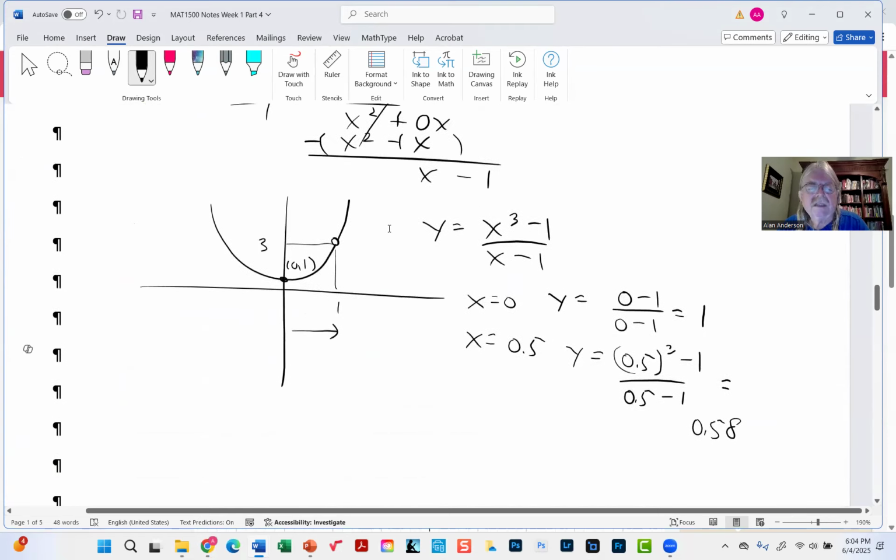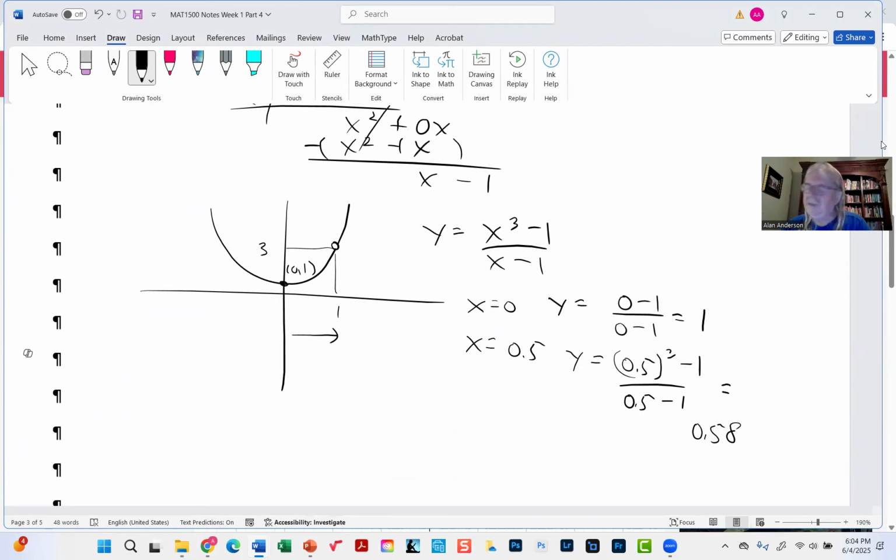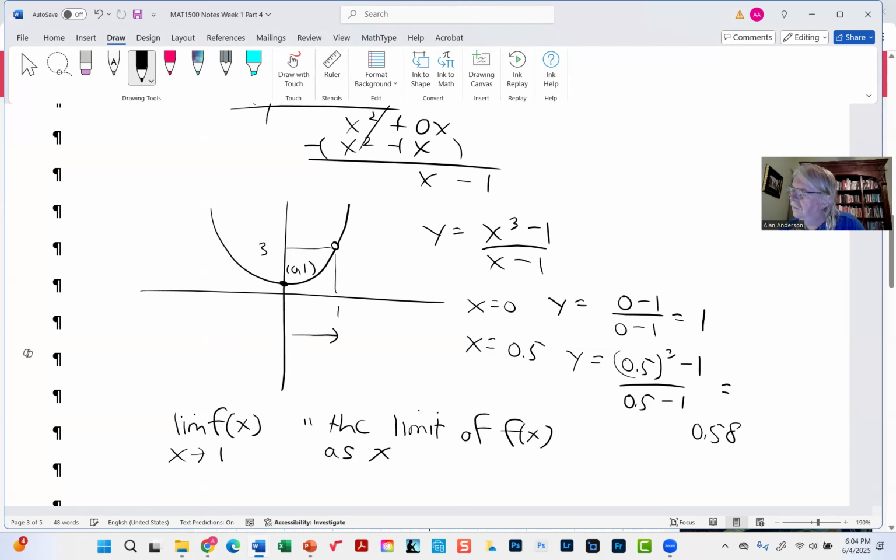let's see. Oh, here it is. In spite of the fact that there's a huge hole here, we say that the limit of f of x as x approaches 1, in this case, is equal to 3.